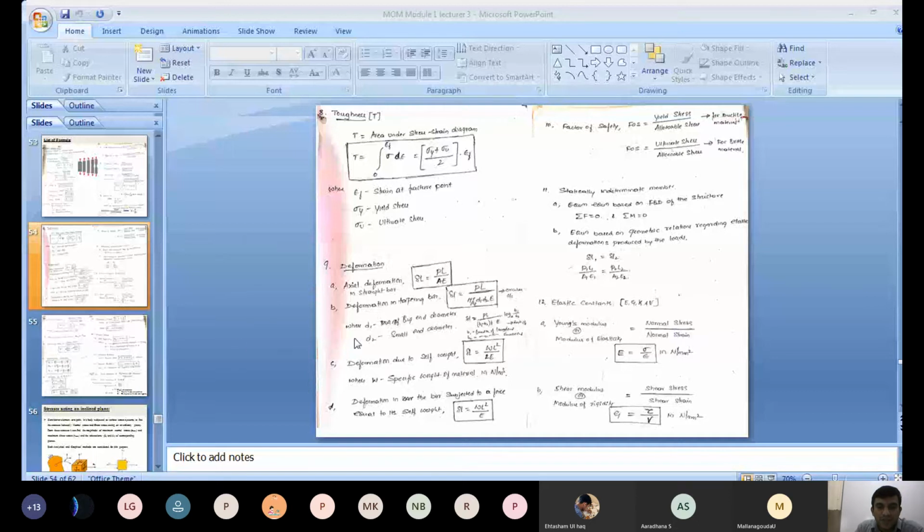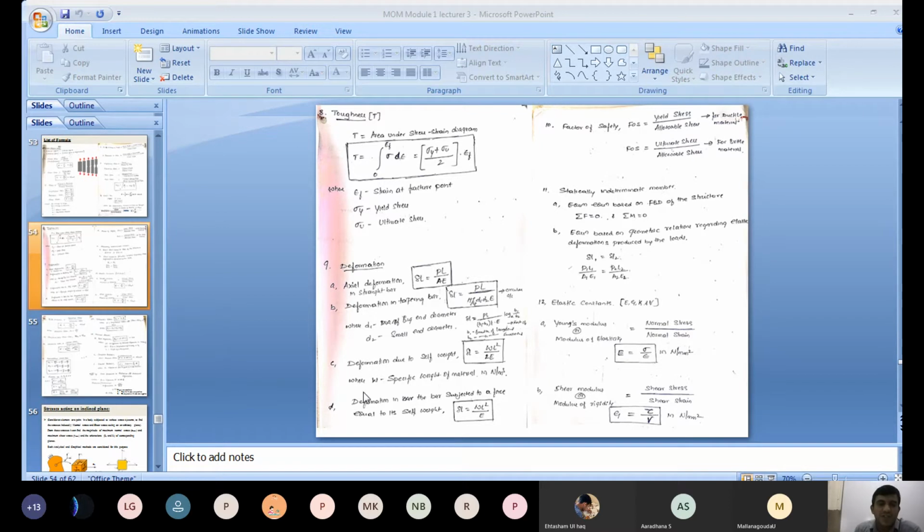Now, for a rectangular varying cross section, this is the formula we use: PL by (B1 minus B2) into T into E, log E base E of B1 by B2, where B1 is greater than B2. If B2 is greater than B1, the formula changes slightly. Okay. Next one, deformation due to self-weight.